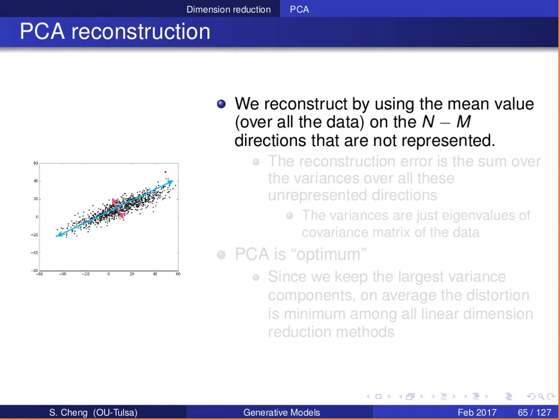PCA is optimal in the sense that if you have a data cloud and you're trying to reduce the dimension, as long as the cloud is Gaussian-like, PCA is optimal. But if your data is, for example in high dimension, something like a Swiss roll, a nonlinear distribution, then PCA won't be optimal.